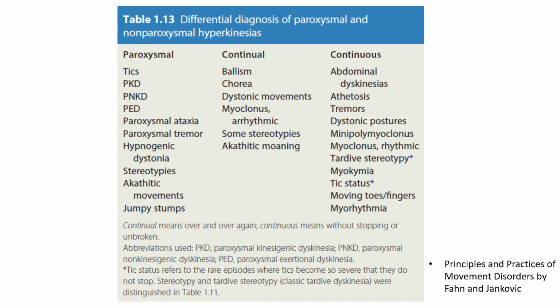These are a few tables I have taken from the book Principles and Practice of Movement Disorders by Fahn and Jankovic. You don't need to go into details, but have a rough idea that movements can also be paroxysmal, continual, or continuous. Paroxysmal means they come and go, and they occur very rarely; they are not very often. Continual means coming over and over again: comes, stops, comes, stops. A continuous hyperkinesia would be one that comes without stopping; it is unbroken, consistently present.